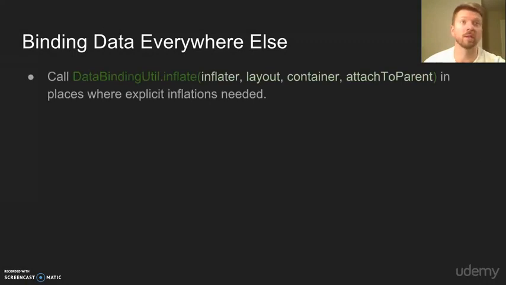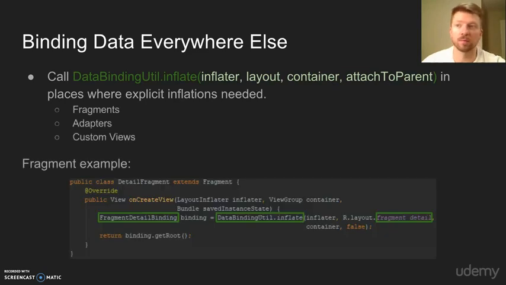So we've covered activities. What about fragments, and what about other places like custom views and adapters? To inflate your layouts and to get the binding object, you have to use the DataBindingUtil class again, but call inflate, passing the inflater, the layout ID, the container, and whether you want to attach to the parent UI element or not. So you need to do this in fragments, adapters, and custom views.